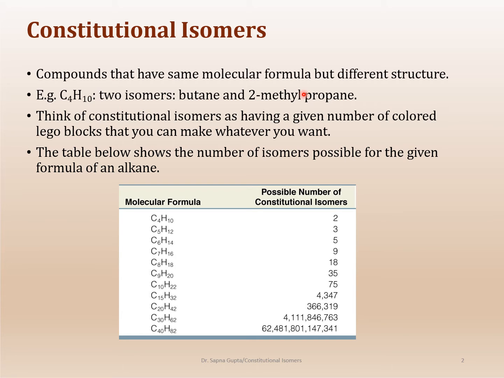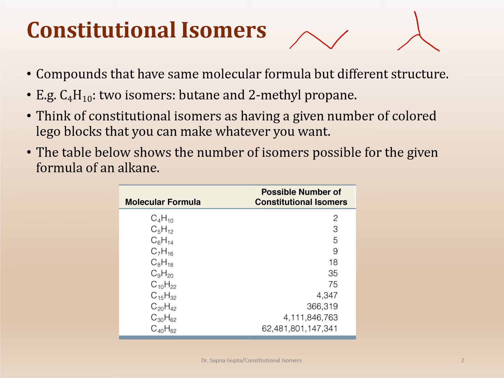Hopefully now you're feeling a little bit better about nomenclature. So butane and 2-methylpropane, you can draw the structures out and you will see that they actually have the same molecular formula. Butane would be this and 2-methylpropane would be this. And so those are constitutional isomers.